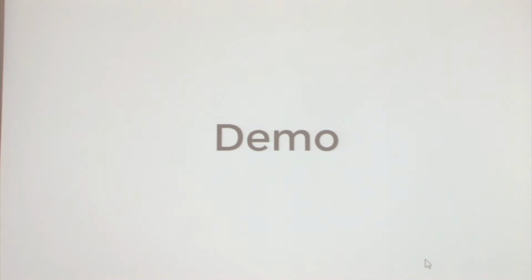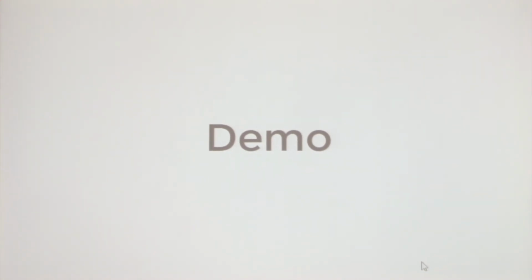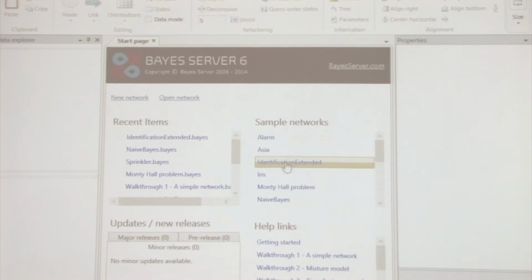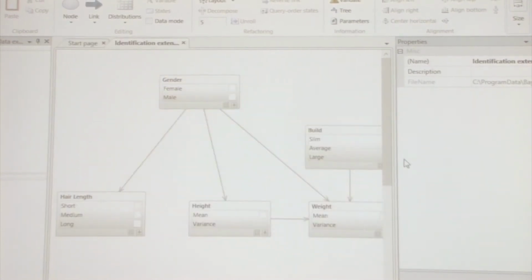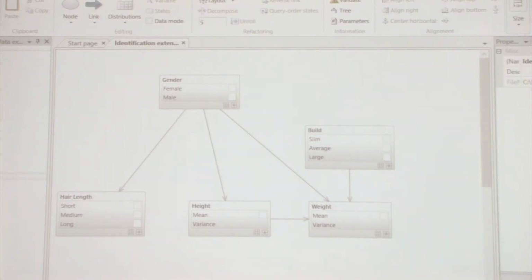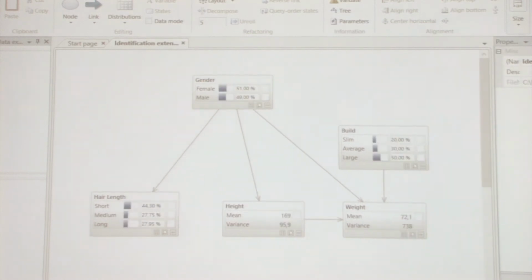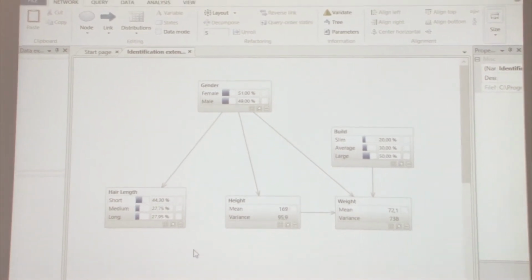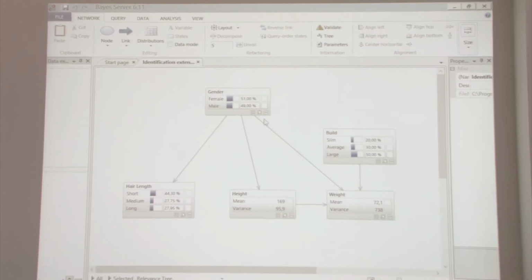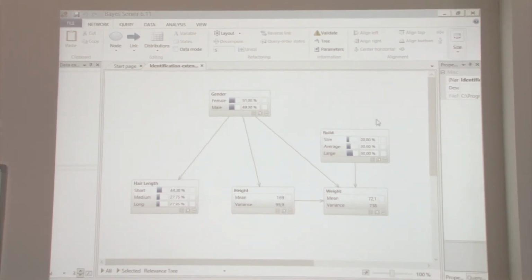Now, I'll show you some demo. This is a Bayesian network that models the population diversity. It models the gender distribution and the distribution of people's hair length, height, weight, and build. And it models the relationship between these variables.